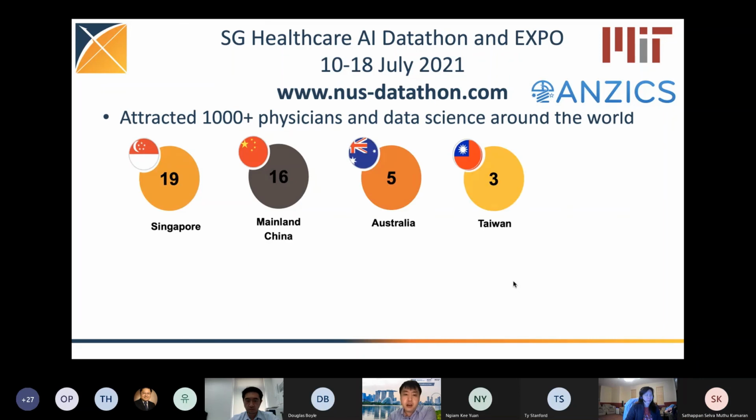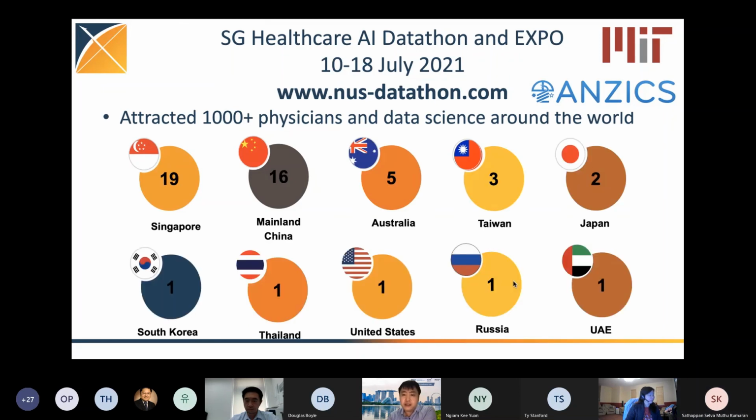And also, we organize a datathon, something like our Odyssey hackathon as well, around not just electronic medical record data, but also some medical imaging data. Similarly, with the same objective that we can bring physicians and data scientists to work together.